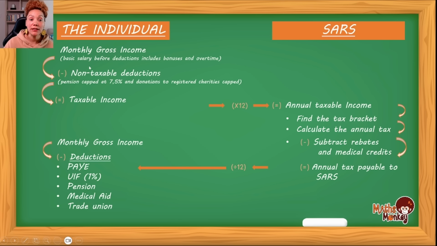So the first part, let me just make the distinction. The first part, you are using the monthly gross income to actually calculate the taxable income, so you can find out how much tax they need to pay. But now that you have how much tax they need to pay, you then can actually calculate what the take-home pay is. And the way you will do that is you'll look, okay, this is my monthly gross income, and you will take off all your deductions.